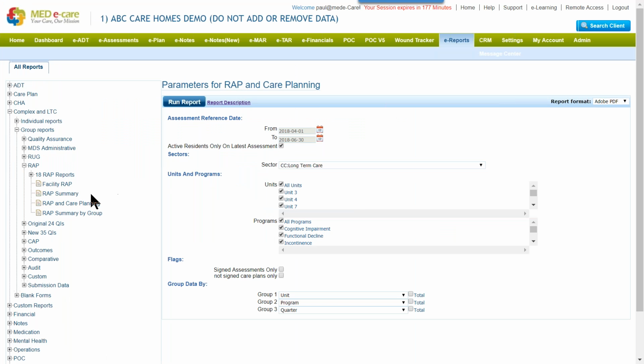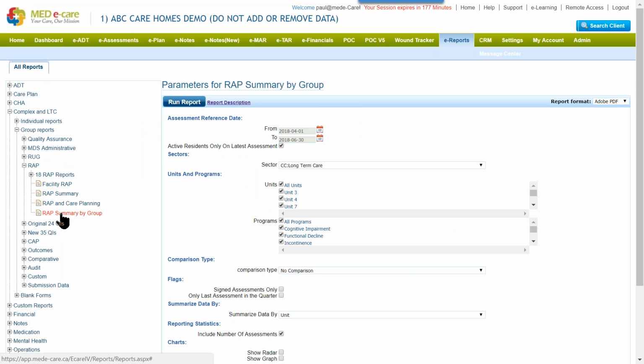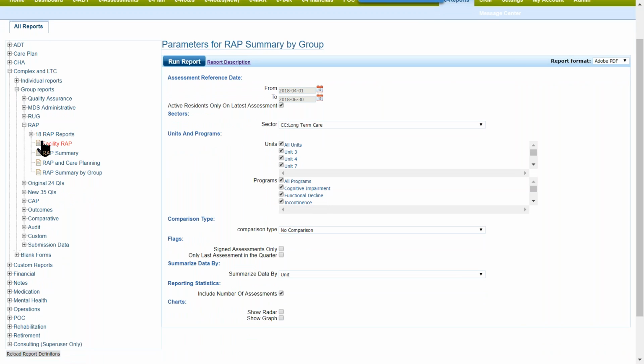Now, the next report is this one that looks at groups for the RAP. And here we can do something a little different. It's a very similar report to the facility RAP report. Only now I'm going to compare myself to all nursing homes. I'm going to take all my current clients, and I want to summarize the data, not for the whole facility, but I want to do it for each of my nursing units to see, is there different types of risk on different nursing units? And that makes sense.